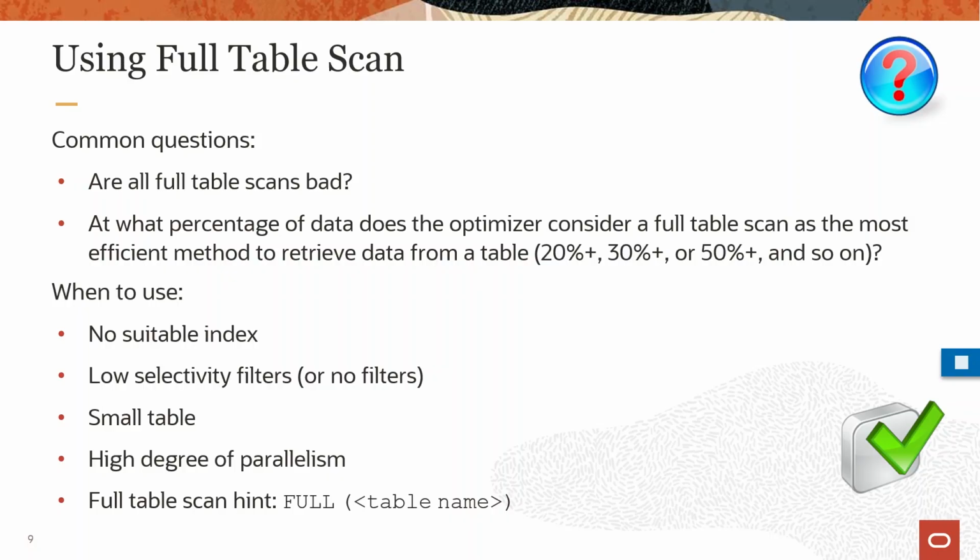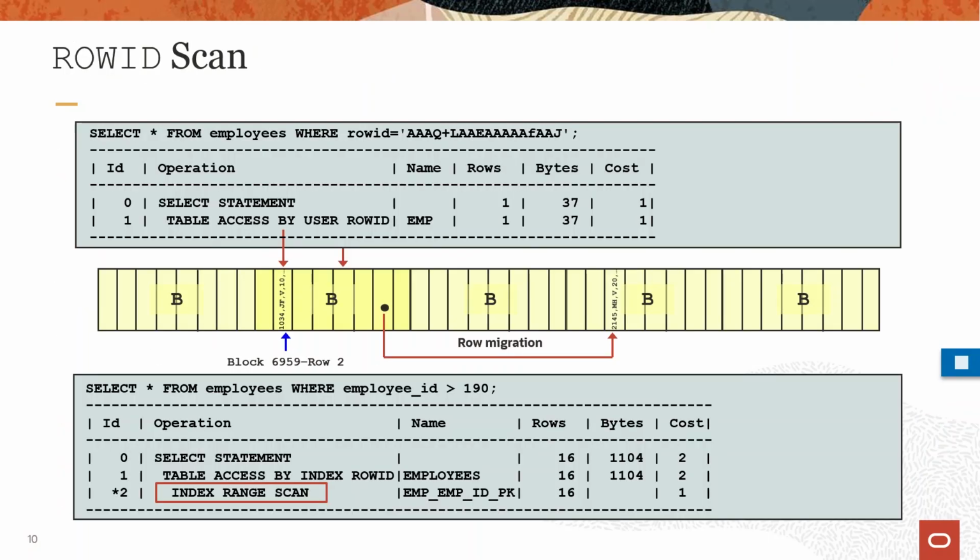The row ID scan is an access method that is using the physical address of a record to locate the record inside the table. So the row ID of a row specifies the data file and the data block that contains the row and the location of that row in that block. Locating a row by specifying its row ID is the fastest way to retrieve a single row because the exact location of the row in the database is being specified.